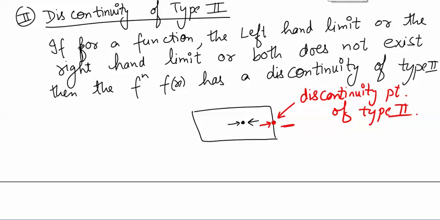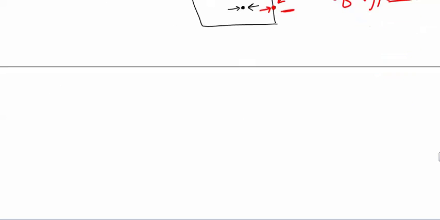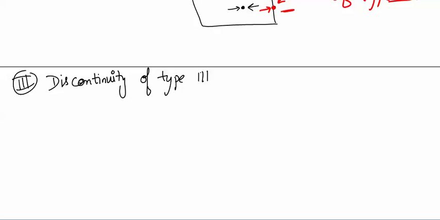So we have categorized into different domains, right? Let us talk about the third type of discontinuity now. We have talked about the first type, which was saying limit does not exist, LHL is not equal to RHL. Second type, we are saying LHL does not exist or RHL does not exist or both do not exist. Discontinuity of type 3, or sometimes it is also called removable discontinuity.